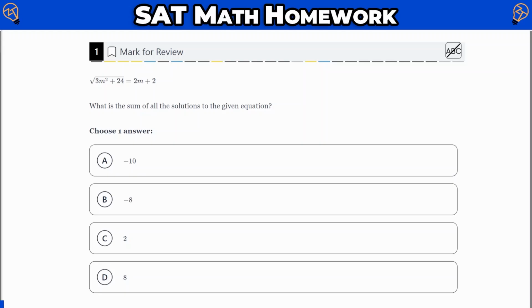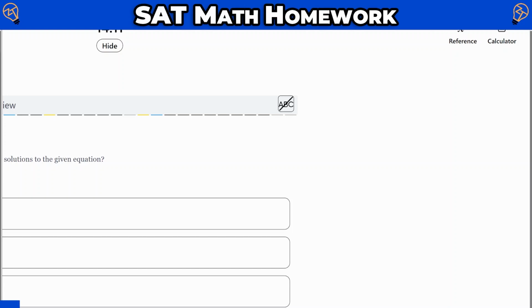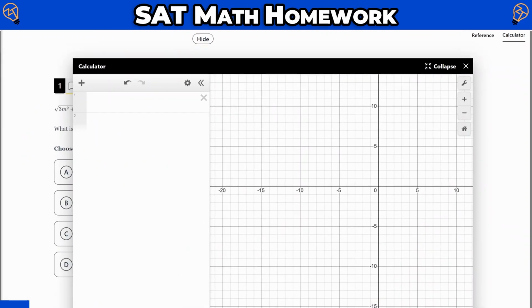Now, this question is one of those rare scenarios where I would say that using Desmos is superior to any other method we could implement. So let's go ahead and look in the upper right corner, which is where Desmos is located for both our software as well as the real digital SAT. And we'll go ahead and zoom out here a bit.